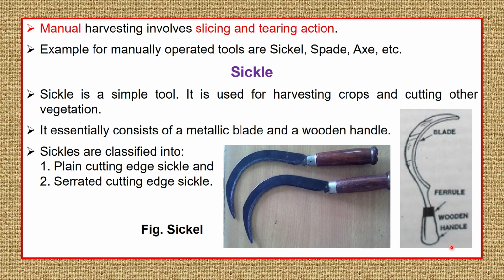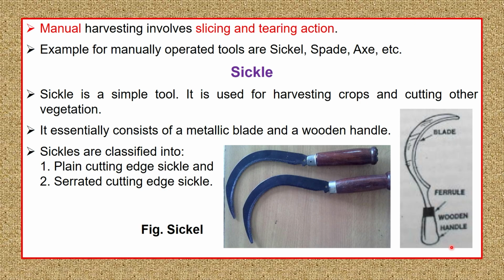The metallic blade comes with the cutting edge, and the handle is generally made from wooden material, and nowadays the wooden handle is being replaced with plastic or fiber. The only care to be taken while choosing the material is that it must be light in weight, so that it will ease the operations of harvesting the crop.